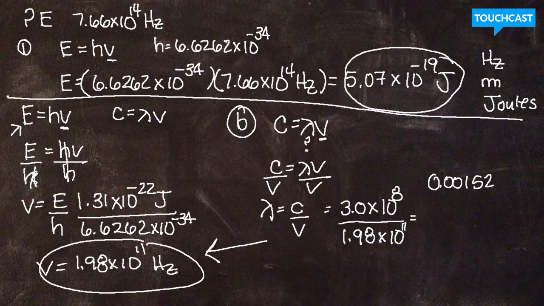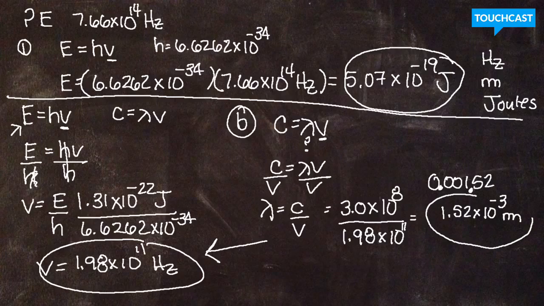0.00152. But remember, in science you're going to change things to scientific notation, so you want one whole number. So we end up with 1.52 times 10 to the negative 3rd. And a lot of you missed this when I went over your worksheets, in that this is meters. Circle your answer, and then you're finished. So this is the answer to the A in number 5, and this is the answer to part B in number 5.